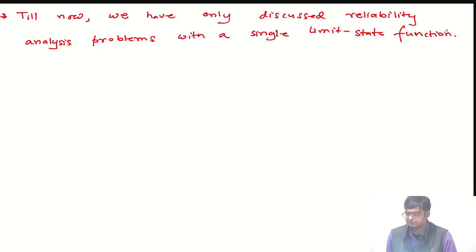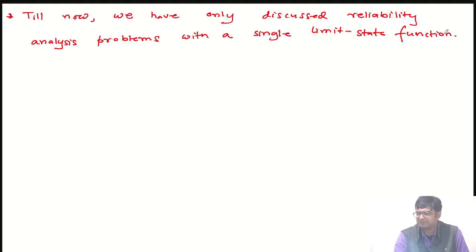But what do you think in real life? In real life, do you think systems have only one limit state function? Never. All systems can fail in multiple modes. For example, if I take a cantilever beam, it can fail because the deformation is more than some value pre-specified by the codal provisions, but it can also fail if, let's say, the stress exceeds a certain value. It can also fail if the moment exceeds a certain value.